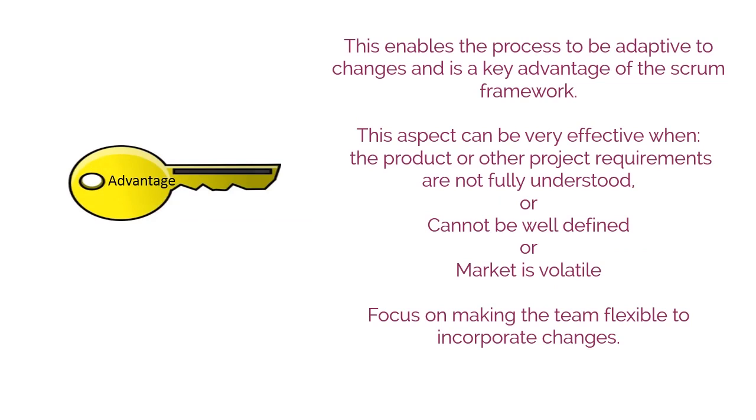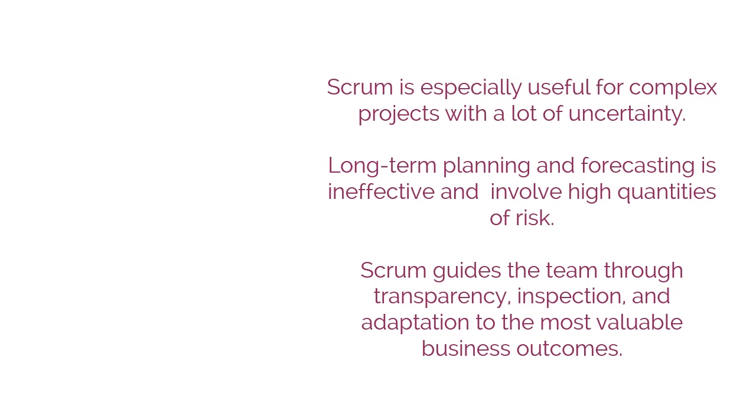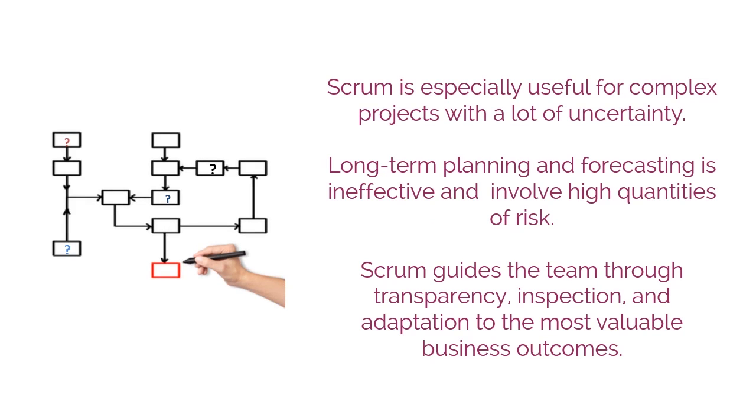Although Scrum works well for all projects, it can be very effective when the product or other project requirements are not fully understood or cannot be well defined up front, when the product's market is volatile, and/or when the focus is on making the team flexible enough to incorporate changing requirements. Scrum is especially useful for complex projects with a lot of uncertainty. Long-term planning and forecasting is typically ineffective for such projects, and they involve high quantities of risk. Thus, Scrum guides the team through transparency, inspection, and adaptation to the most valuable business outcomes.